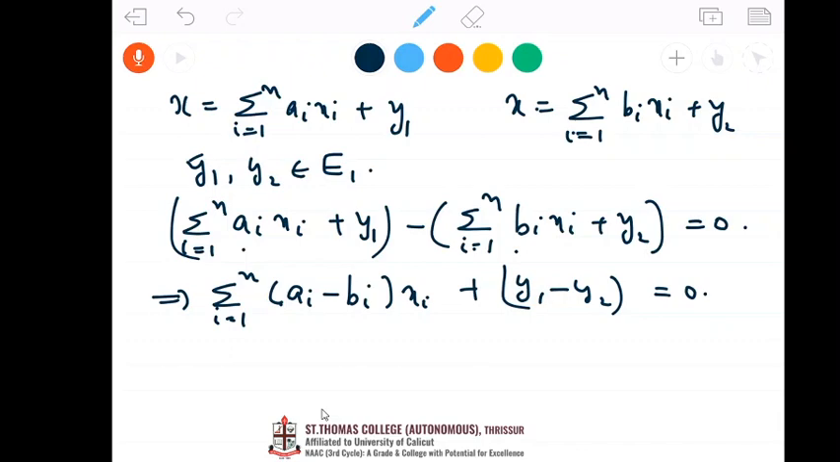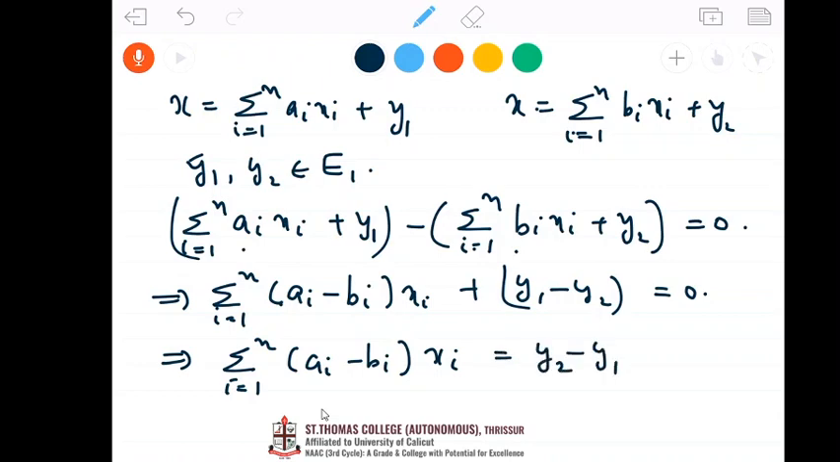Okay, and this means the summation from i equal to 1 to n of (ai minus bi) times xi is equal to y2 minus y1. But y2 and y1 are both in E1. Therefore, y2 minus y1 is an element of E1. So this is in E1, and we have proved that x1, x2, etc., xn are linearly independent relative to E1.